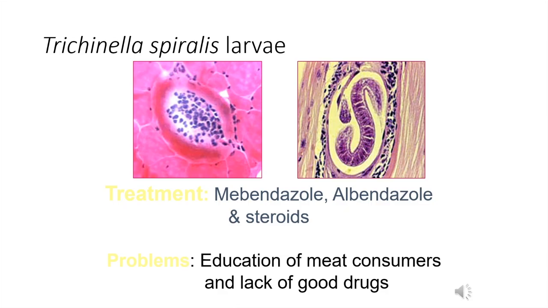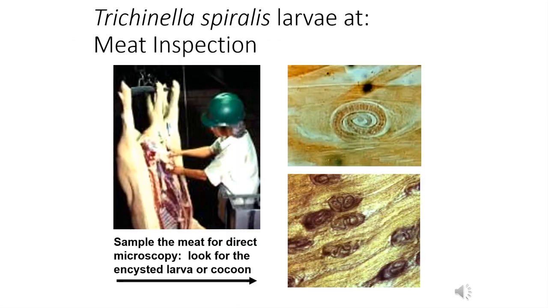Problems: education of the meat consumers and lack of good drugs. And I would add to this actually lack of hygienic pig farming. Pig farming has got to be in hygienic places actually, and the animals have got to be well raised and well taken care of. And also the importance of presence of central slaughterhouses. This is where animals are slaughtered and the meat can be easily inspected.